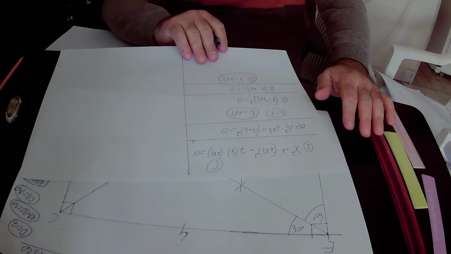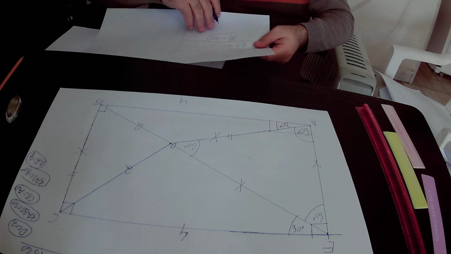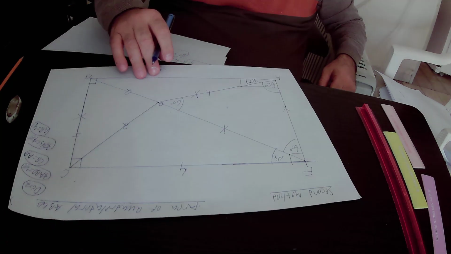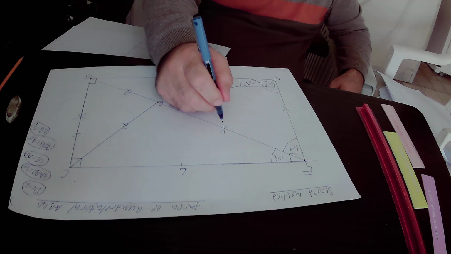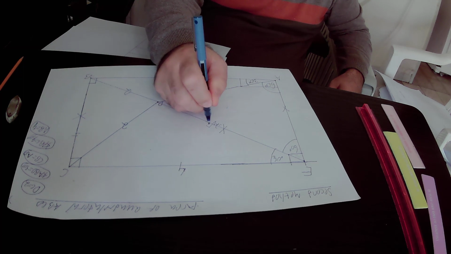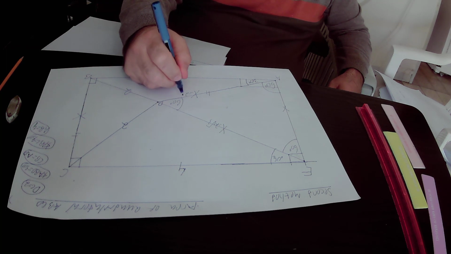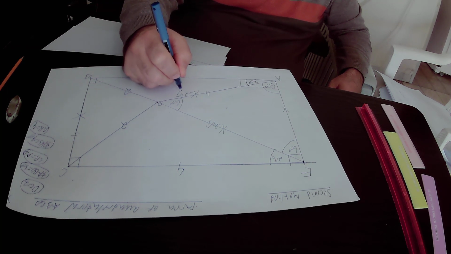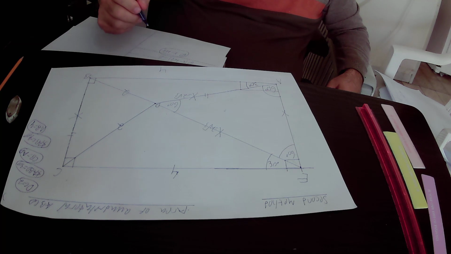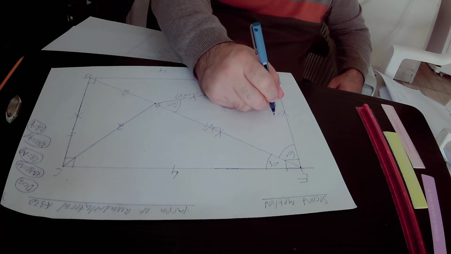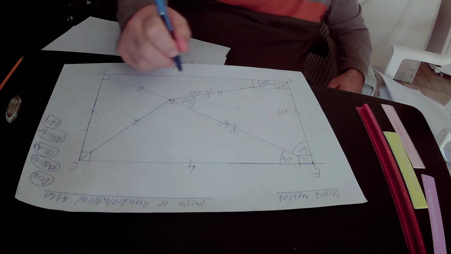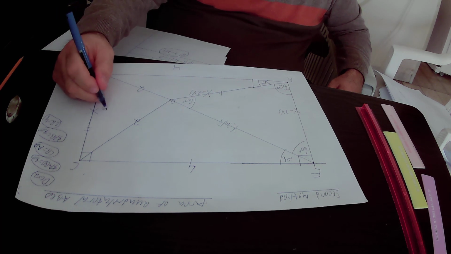So we found out that x equals 2 times square root of 3 units, so we can write here that x equals 2 times square root of 3 units. Here also x equals 2 times square root of 3 units, and here also.